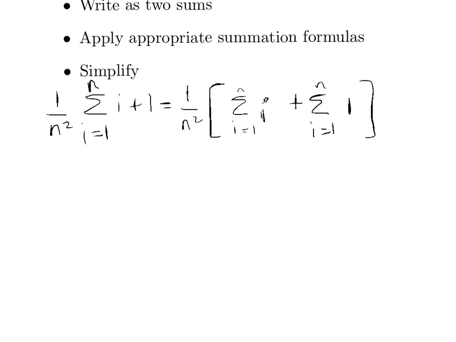Now we look back and see what our formula is for this one. For i equals 1 to n of i, the sum is n times n plus 1 over 2. How do we know that?